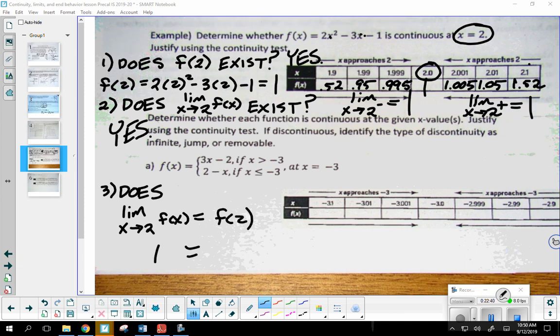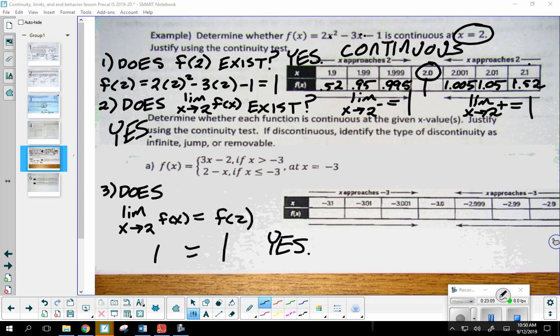What did we get in step number 1 when I plugged in 2? F of 2 was what? 1. So does 1 equal 1? Yes. Because of this, is this function continuous at x equals 2? Yeah. That's all it means. So I can say because of this test, it's continuous. There is no type of discontinuity when x equals 2.